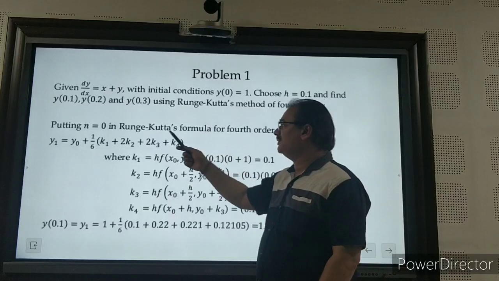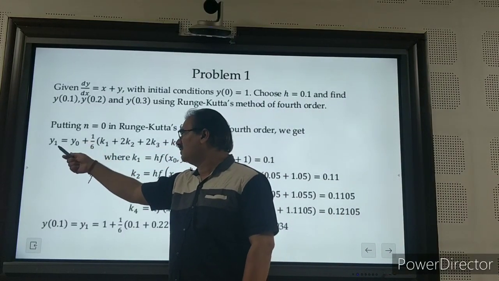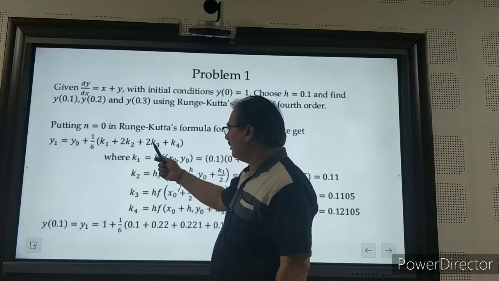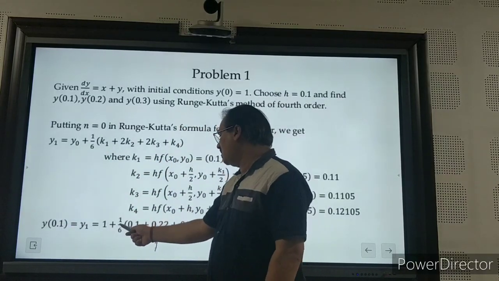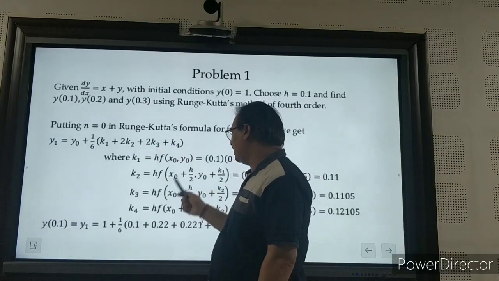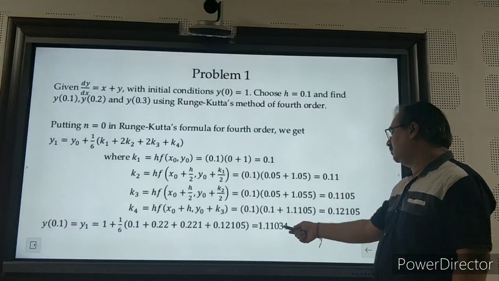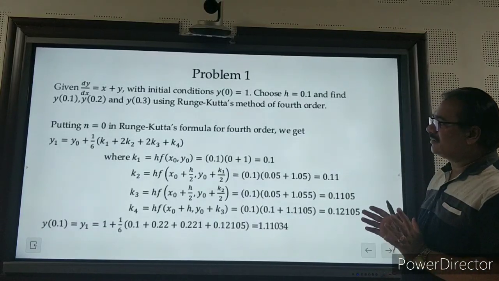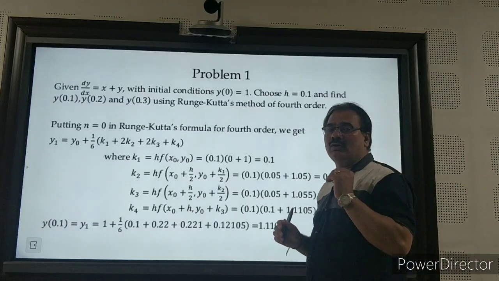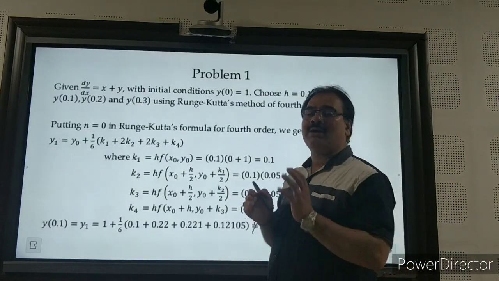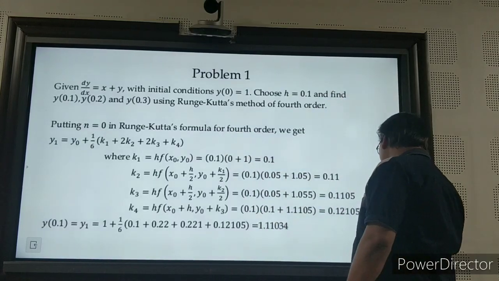Now, by using this formula, because here you have taken n is equal to 0, y1 means y at 0.1, and the value is 1 plus, you put all the values here, then you will finally get 1.11034. So this is the value of y at 0.1.